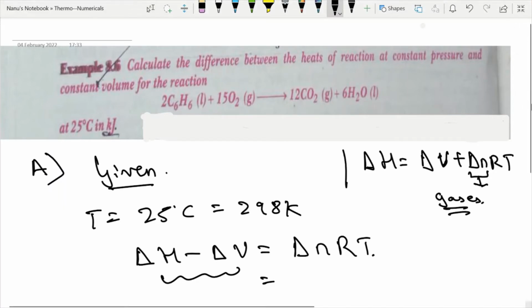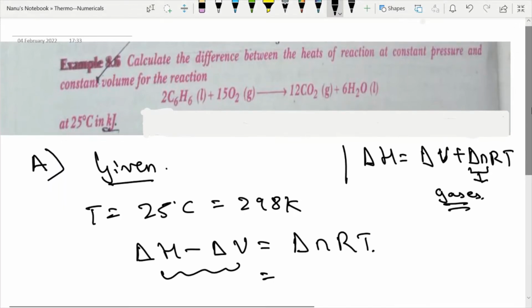So over here we need to first find what del n is. Let us see what del n equals. It will be only for gases. There are 12 carbon dioxide which is in gas form, there is 15 oxygen which is in gas form.